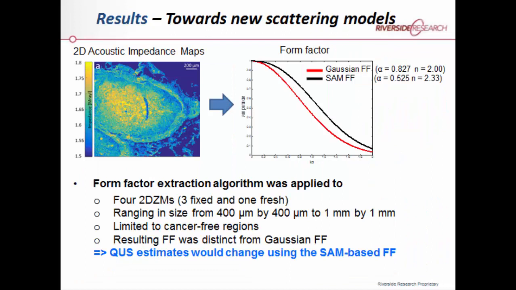And now back to the form factor estimation. I used 4 distinct 2D impedance maps. I used 3 from fixed tissue and 1 from fresh. They had a wide range of sizes, and I actually limited the processing to cancer-free regions. So basically, this would be a form factor that we obtain from healthy tissue. And as you can see, it's significantly different from the Gaussian form factor. And as such, the estimates that you would get using this model would be different from the Gaussian form factor.